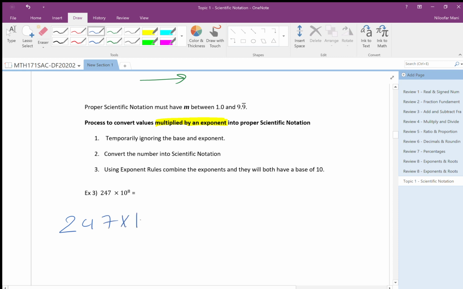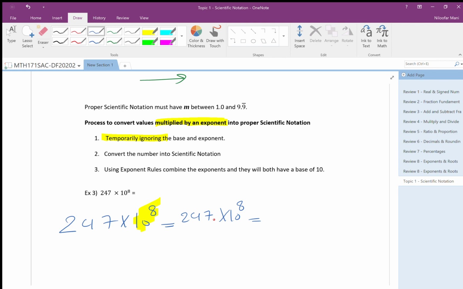247 times 10 power 8 equals. Do I see a decimal? No. So 247 dot, times 10 power 8 equals. How many moves? Don't touch 10 power 8. Don't do anything with it. Temporarily ignore it. You have to ignore it first. Now you forget that part. You are just working with 247, the same as what we did so far.